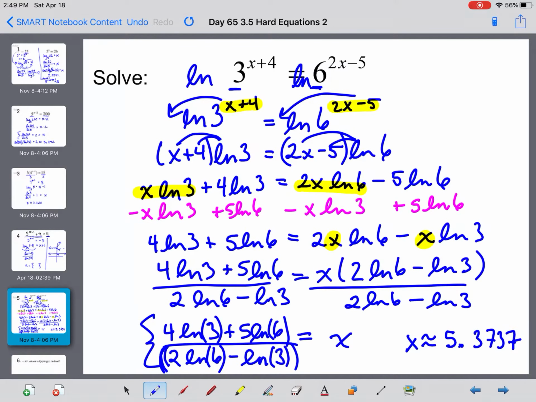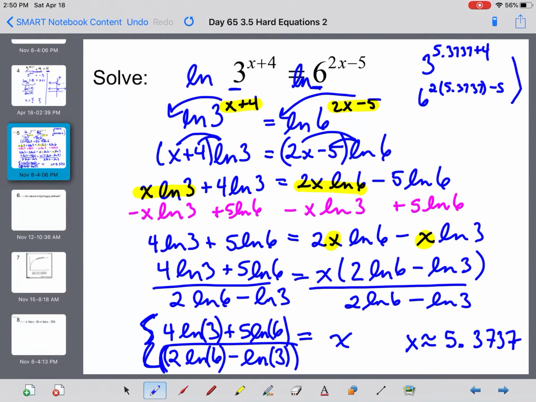Now remember, you can always check yourself with these answers. The way I do that is I would just take 3 and raise it to the 5.3737 plus 4 power and see what I get. And then I would take 6 and raise it to 2 times 5.3737 power and take away 5. And I should be getting the exact same thing here. Now, there's going to be a little bit off just because I did have some rounding going on. If you actually wanted to store your exact answer down here in your calculator, you could then reference that number and then you will get exactly the same number on the left and the right hand side.